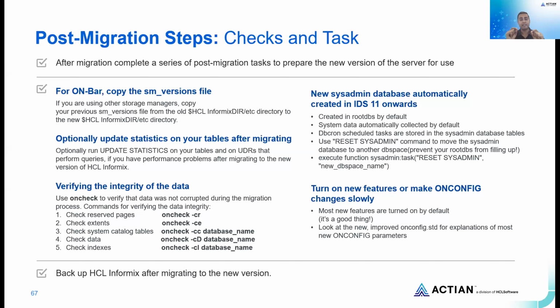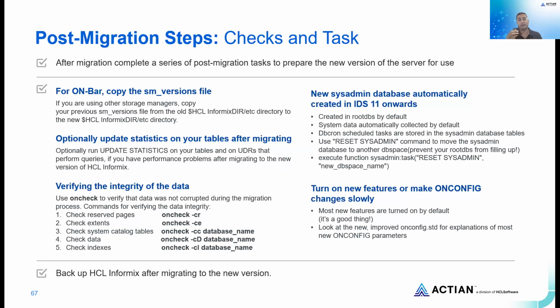On top of that, data integrity validation is also critical. Use the onCheck command to confirm that no corruption occurred during migration. And we have several onCheck commands that you see here. Now, from IDS 11 onward, a new sysadmin database is automatically created in rootdbs. It collects system metadata by default and stores dbcron scheduled tasks. If needed, you can move it to another dbspace using the reset sysadmin task to prevent rootdbs from filling up and causing more space issues.